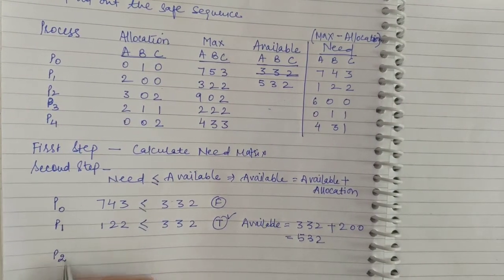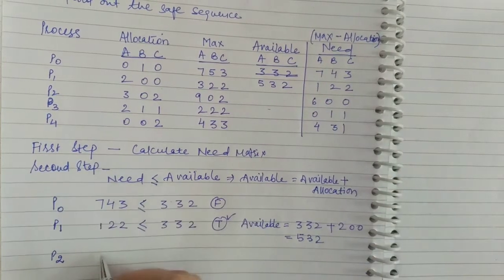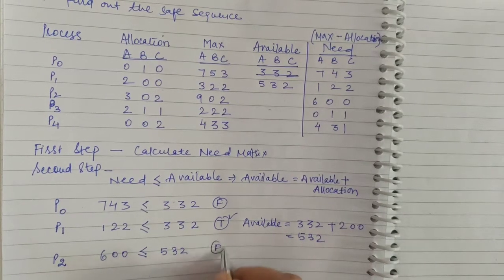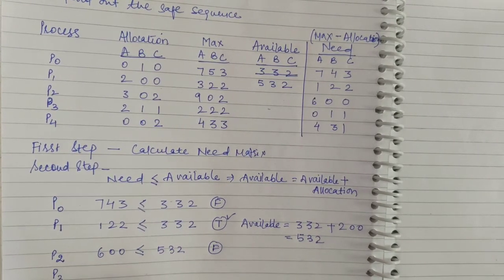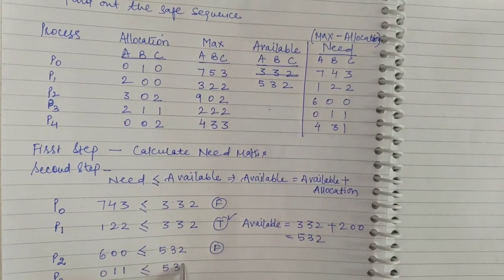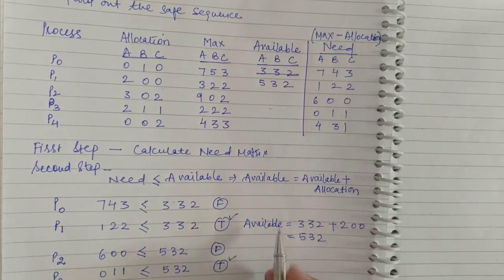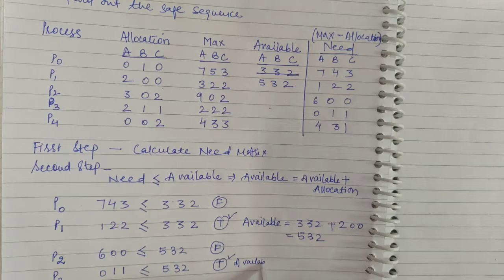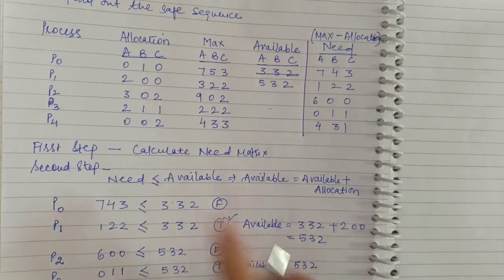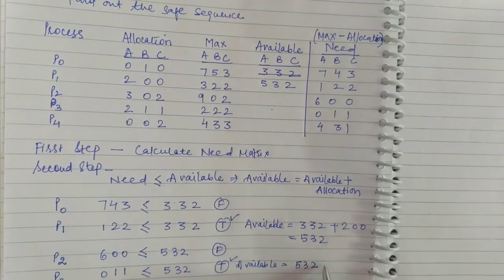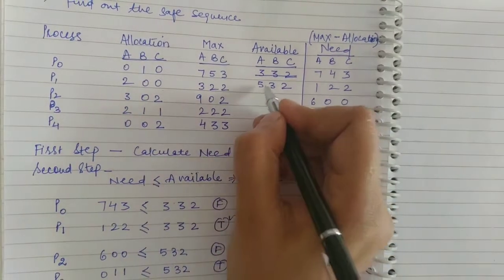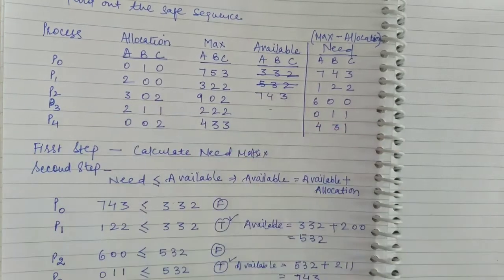So now move on to process P2. P2 need is 600 and it is not less than 532. So again this is false. Move to the other process P3. Need is 011 and yes, it is less than 532. It becomes true. So available value now becomes 532 plus the allocation of P3, which is 211, so it becomes 743. So we'll update here 743.